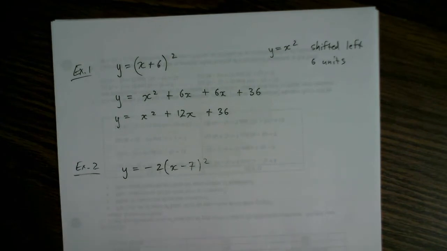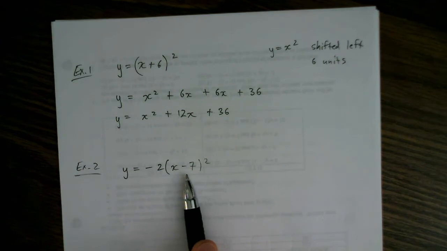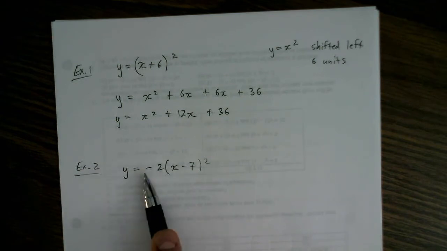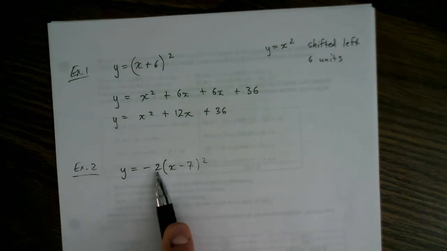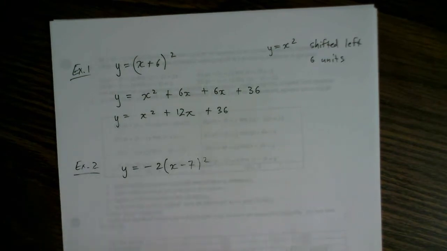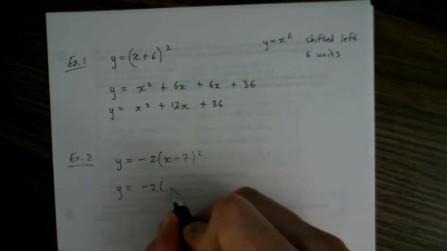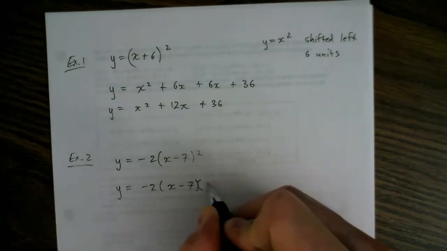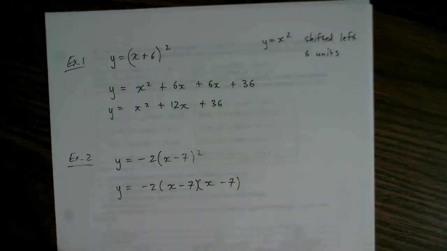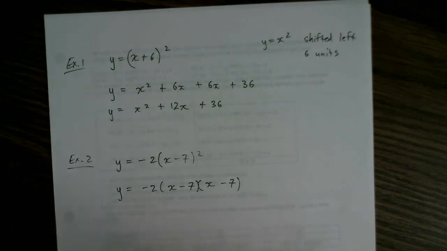Here's another quadratic relation. This one appears to be shifted to the right 7 units. It's upside down, and it's stretched vertically, so it's a little bit thin. So if we expand this expression, the first thing I'm going to do is expand this squared binomial. So I get x minus 7 times x minus 7.